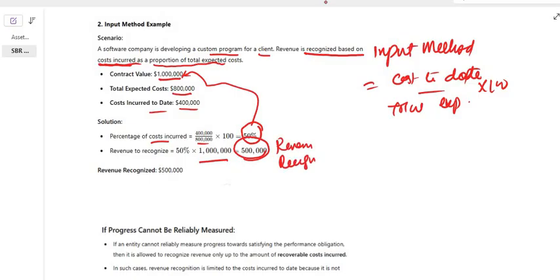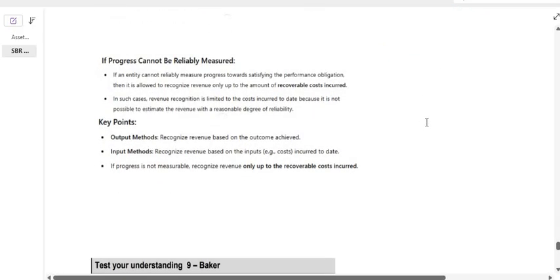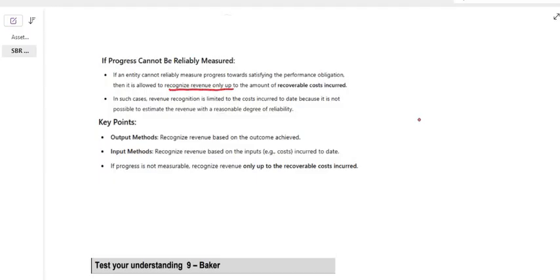Okay, we have already talked about that if the progress cannot be measured reliably, then you will have to recognize revenue only up to the amount of recoverable cost incurred. In such a case, revenue is limited to the cost incurred to date because it is not possible to estimate the revenue with a reasonable degree of reliability.